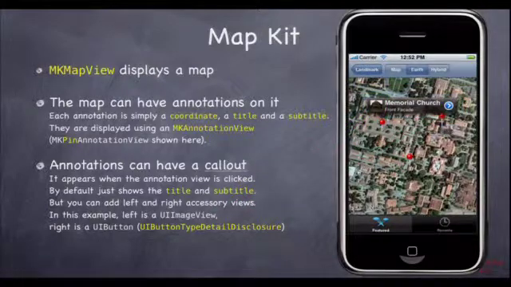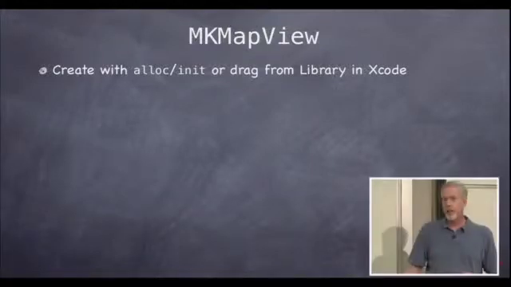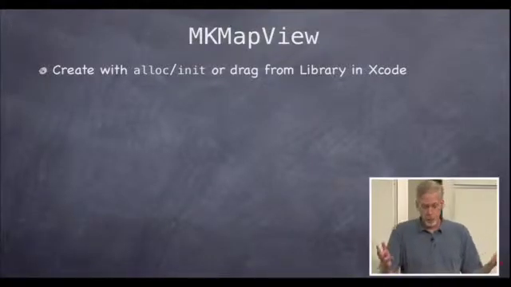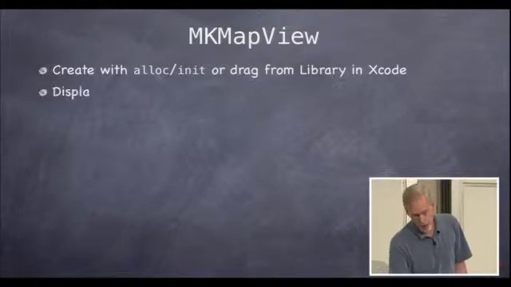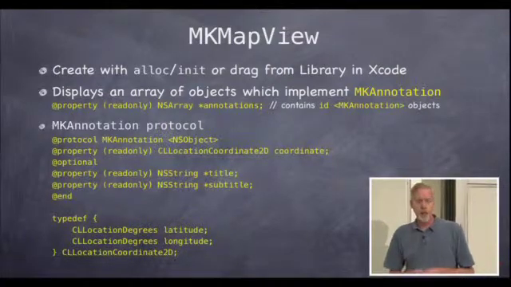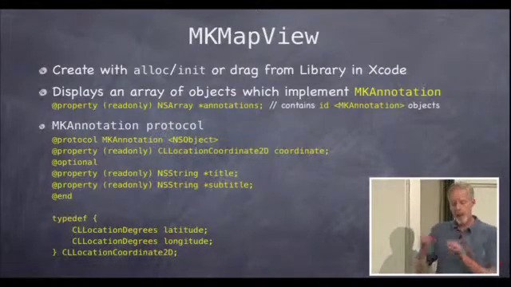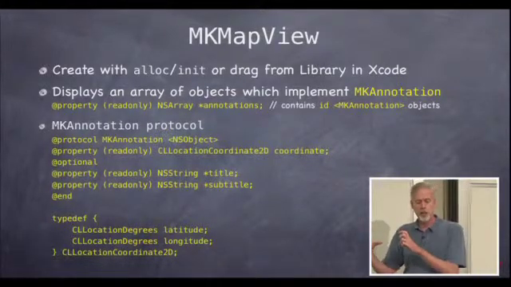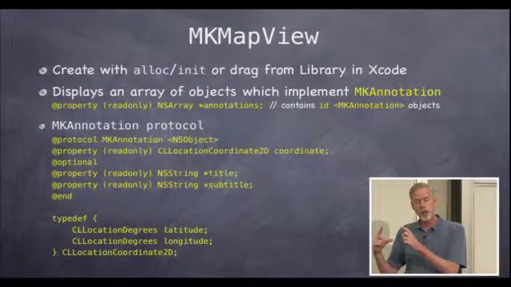So how do you create a map view? You usually drag it out from Xcode, right? Just drag it out of the object library into your view. Boop, you got it. You can alloc and init it, of course, but we don't usually do that in iOS 5. And then there's this property, this NSArray of annotations. That's an NSArray of id angle bracket MKAnnotation objects. So they could be any class of object in there, but they have to implement this MKAnnotation protocol.